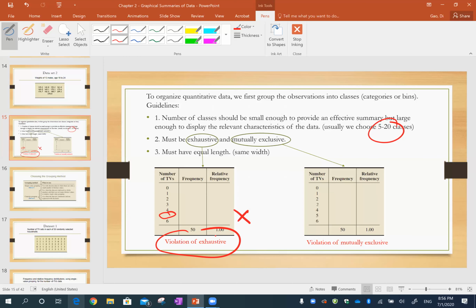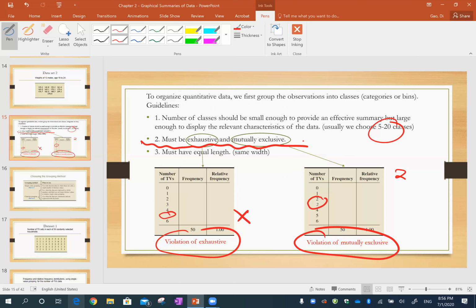That is a problem. And then we want to make sure it's mutually exclusive. What is a violation of mutually exclusive? Let's see the second example here. If we have 0, 1, 2, 2, 4, 5, 6, we have two classes that have an overlap. Then the problem is when we see number 2, we don't know which one to put the value in. In that case, we call it a violation of mutually exclusive. So this is also very important: classes must be exhaustive and mutually exclusive.